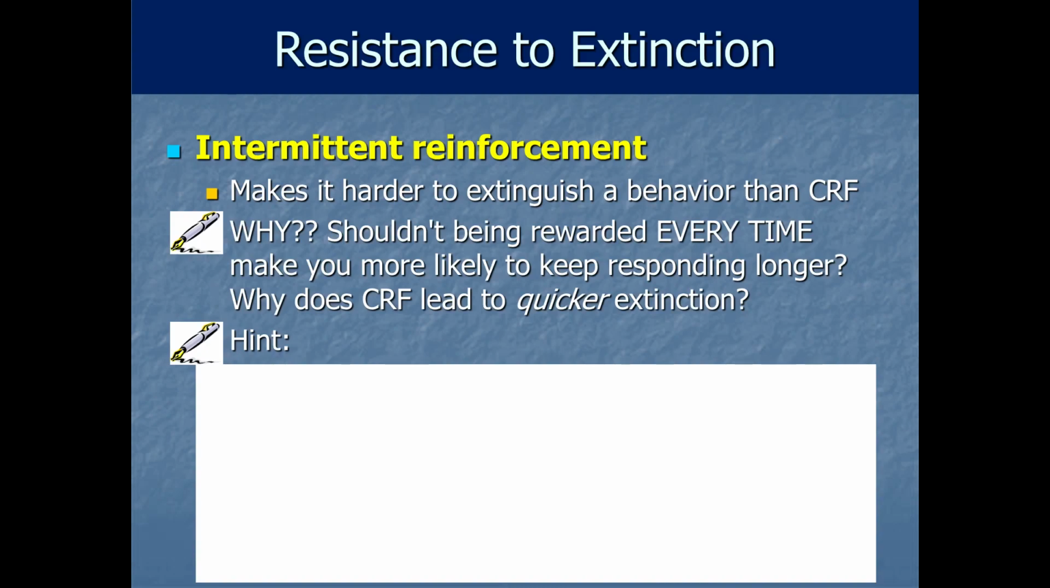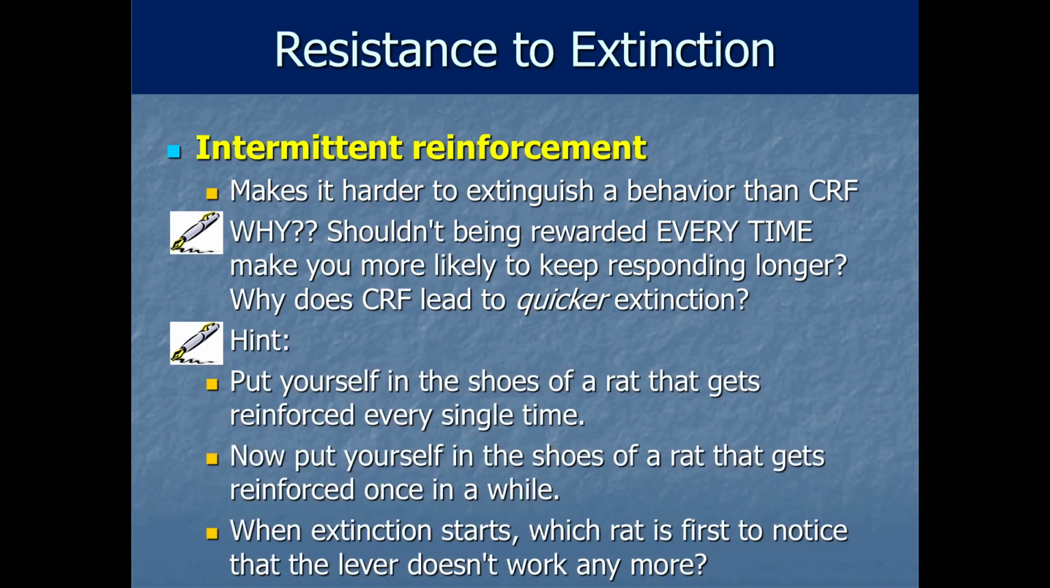Okay, and if you're still stuck, here's a hint. Put yourself in the shoes of a rat that's getting reinforced every single time. So that's a CRF schedule. And then think about putting yourself in the shoes of a rat that's just getting reinforced every once in a while. It has to do the behavior a few times, and just sometimes, unpredictably, it gets a reward for that. Now, when extinction starts for these two rats, which rat is the first to notice that the lever doesn't always work anymore? See if that helps answer the original question. Again, pause, try and figure it out if you haven't yet.